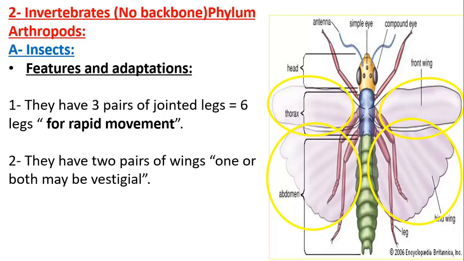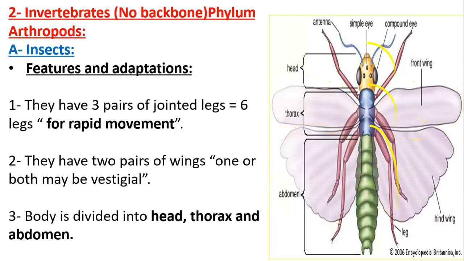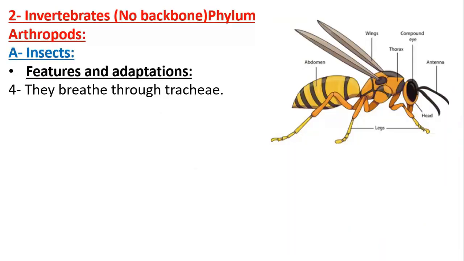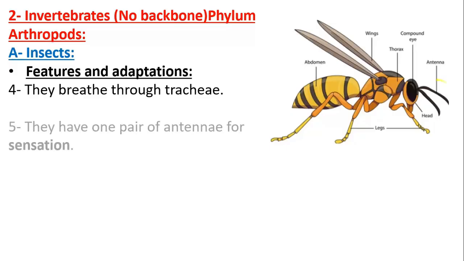Means that this pair of wings might not be working as wings, might not be helpful for flying. Also, the body is divided into 3 parts. As you see here, head, thorax, and abdomen. What else do we know about insects? We know that they breathe through a trachea. What's a trachea? It's a pipe that allows airflow.